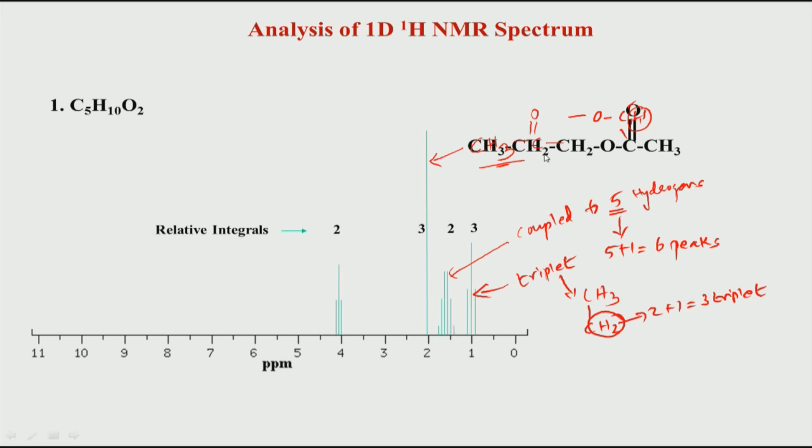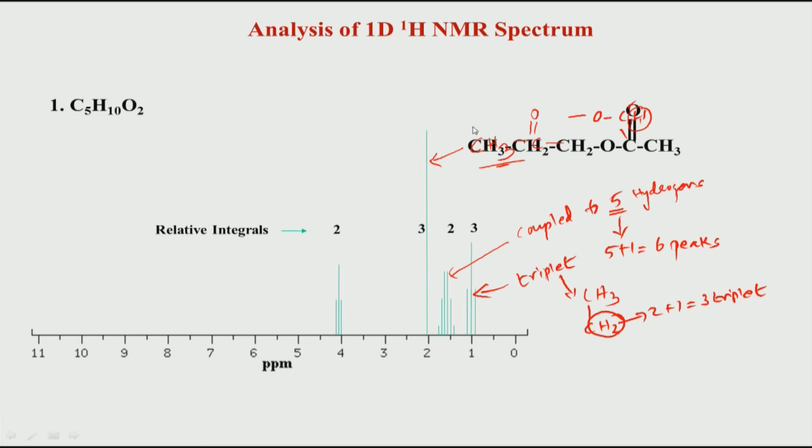Now, if you go to this hydrogen, there are 3 hydrogens on one side and 2 on the other side. So, these chemically equivalent protons will give 3 plus 2 plus 1, 6 peaks, that is a sextet, and that is what is shown here. This particular peak is coming from a proton which is coupled to 5 hydrogens, and you can see the coupling to 5 hydrogens here.